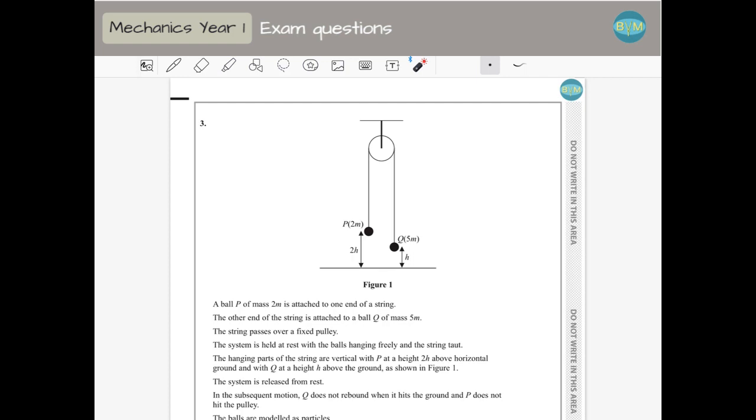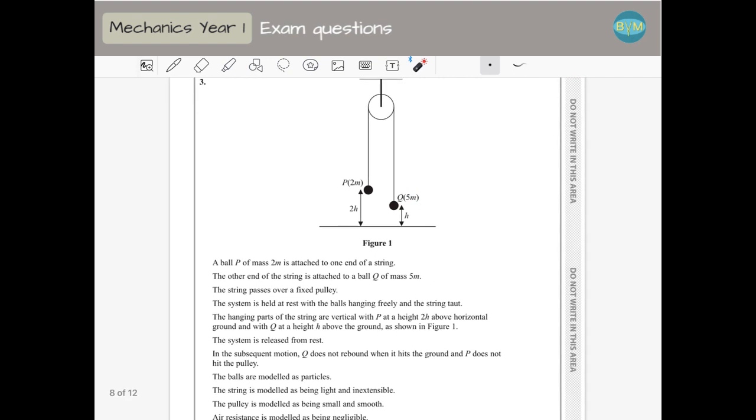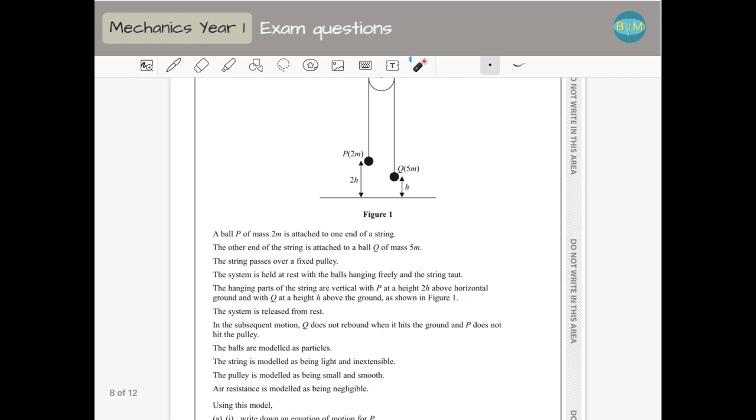Hello, this is question 3 on your November 2021 Edexcel AS paper. It's a pulley question. So you have a ball P of mass 2m, this one here, attached to one end of a string, then another mass which is 5m, the other side. You have a smooth pulley, the string is inextensible like in all your questions, and the system is held at rest.